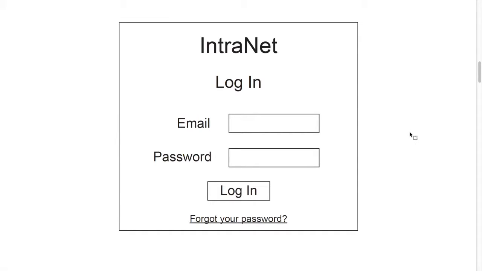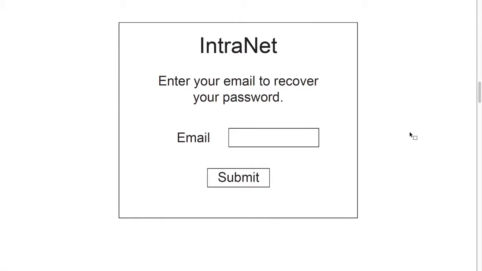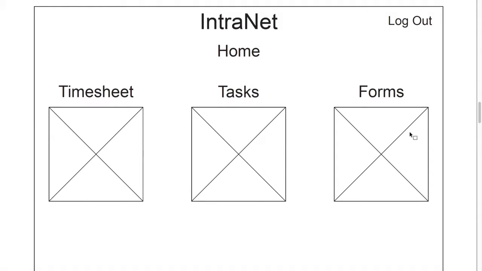First off, like the sitemap said, the first thing everyone will see is the login page. So it'll just be a simple pop-up window asking for their email and password and login, and then there's an option for if they forgot their password. If they click that, it'll take them to a very similar page that just asks for their email, and it'll email them, giving them a password reset.